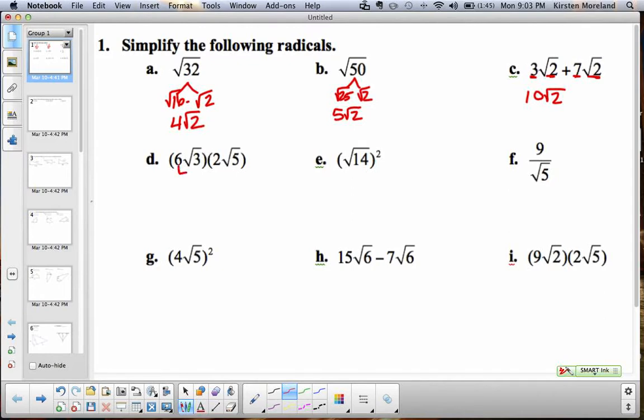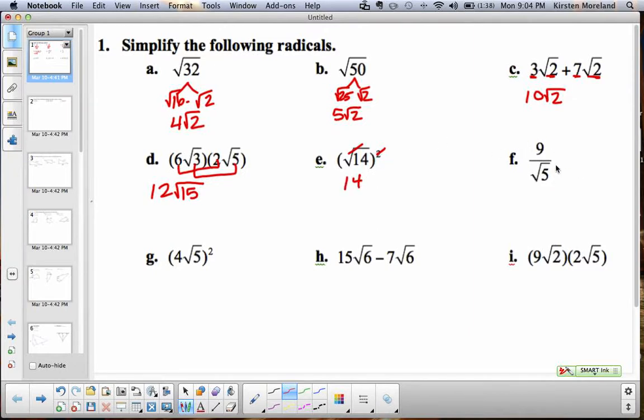When I multiply, it's a little different story. I multiply the outside numbers together, so 6 and 2 is 12. And then I multiply the inside numbers together and they stay in the square root. So it's 12 square root of 15. This one's actually kind of a trick one because it's really easy. A square and a square root cancel each other out, so it's 14.